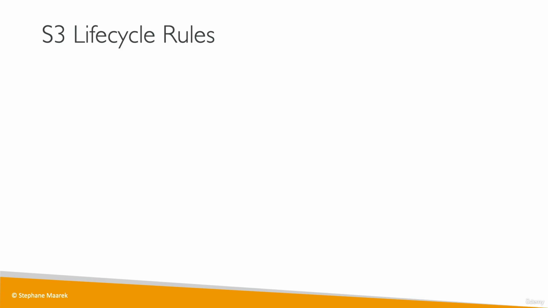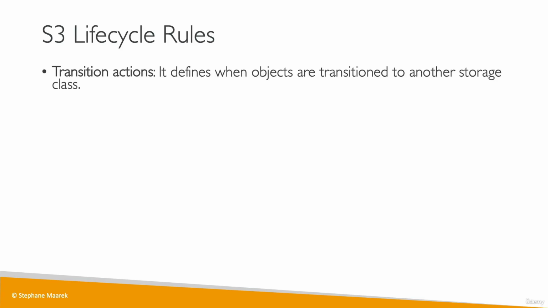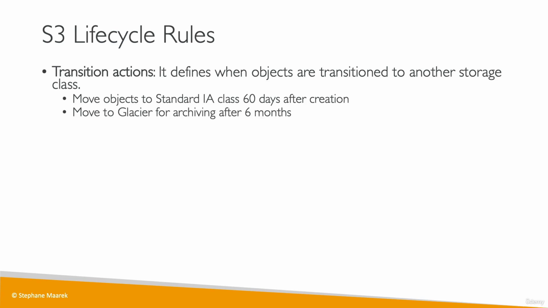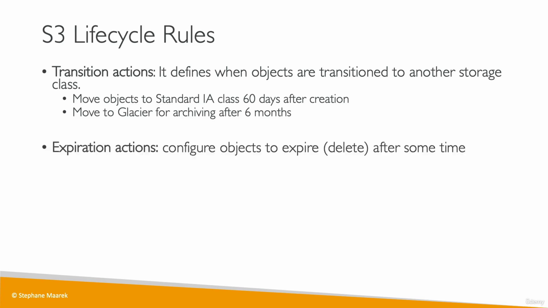So lifecycle rules, what are they? You can define transition actions, which are helpful when you want to transition your objects from one storage class to another. For example, you're saying move objects to Standard IA class 60 days after creation, and then move to Glacier for archiving 6 months later. So fairly easy and fairly natural.